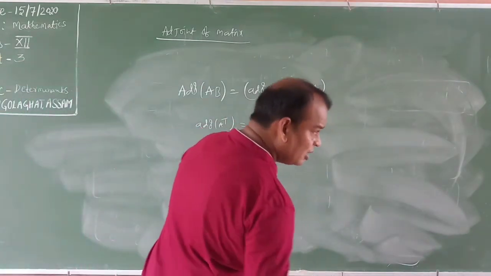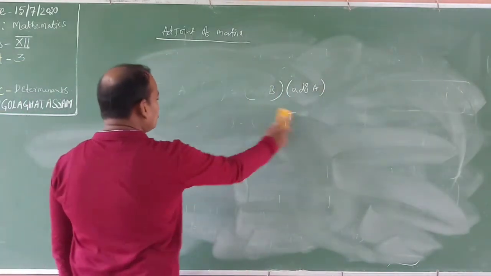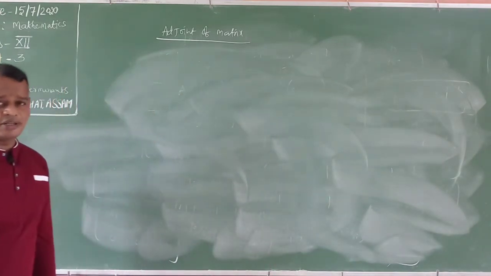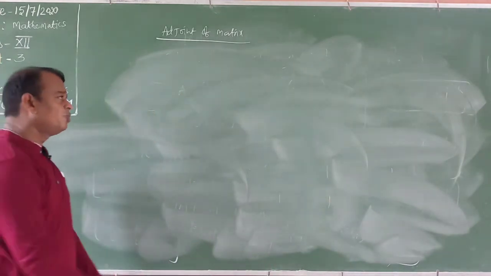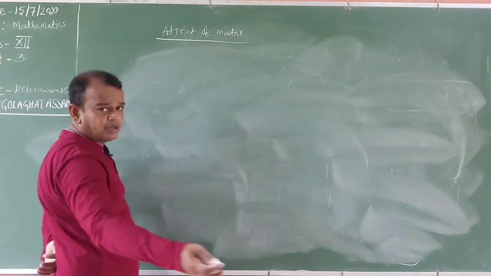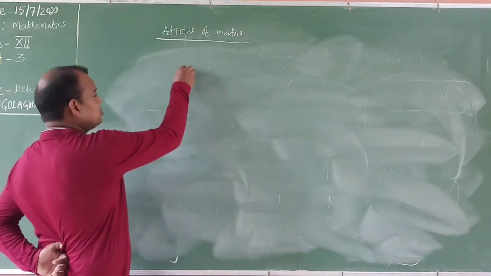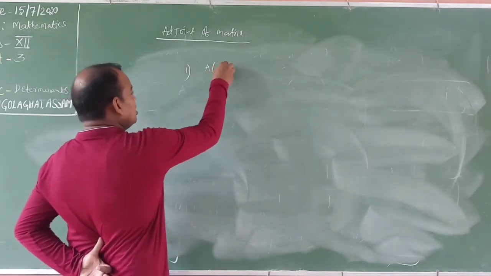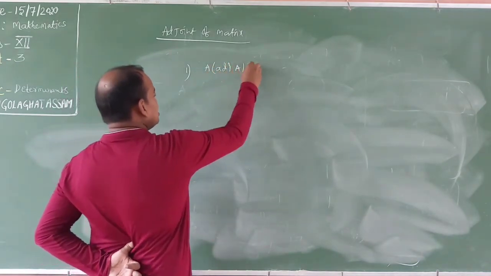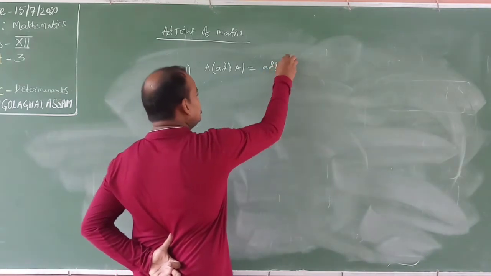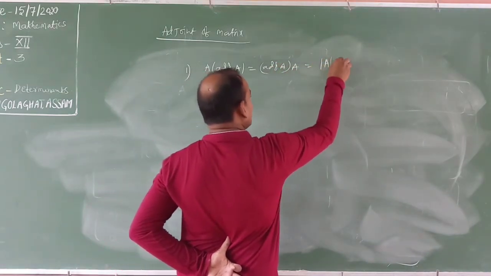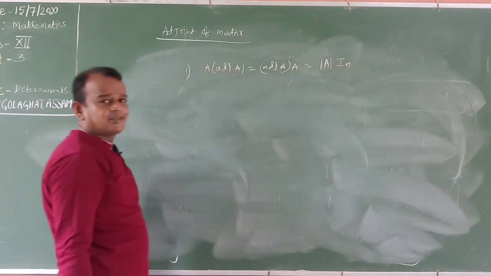Understand or not? Now we note down all the properties of the adjoint of the matrix. How to find the adjoint of A, we know very well. After that, what is the first property? A is any square matrix of order n by n. A into adjoint of A is equal to adjoint of A into A, which is equal to the determinant of A into I_n, the identity matrix of order n by n.